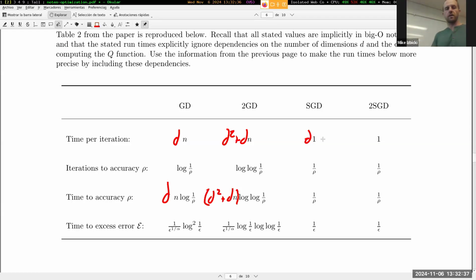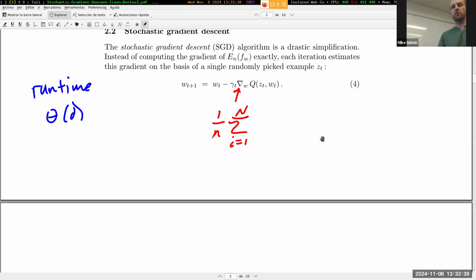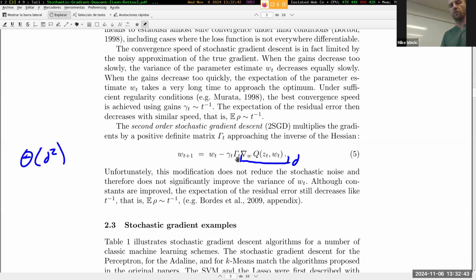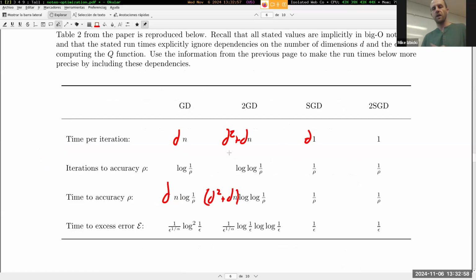In second order stochastic gradient descent, we still have that matrix going on, this uppercase gamma, this Greek letter, but no summation. This is a vector coming out of this gradient method right here, vector times the matrix. We still have the d squared operation. And so it's d squared right here.